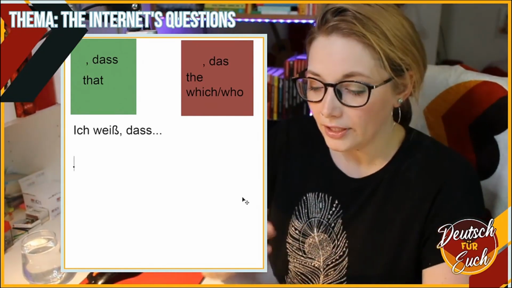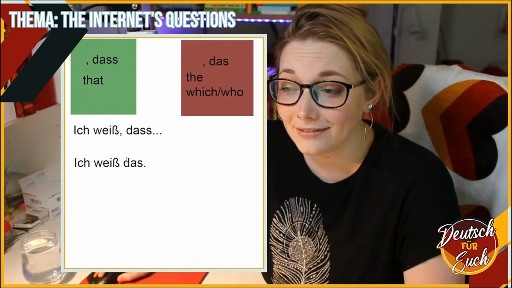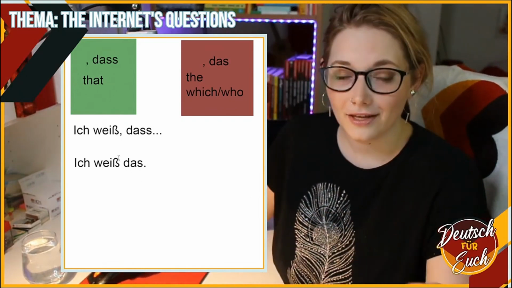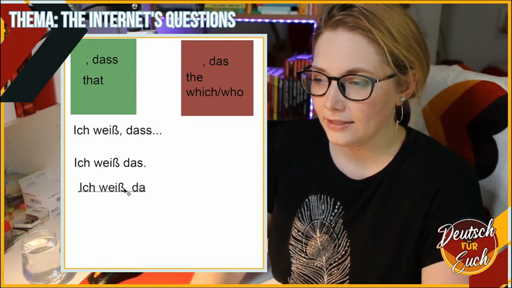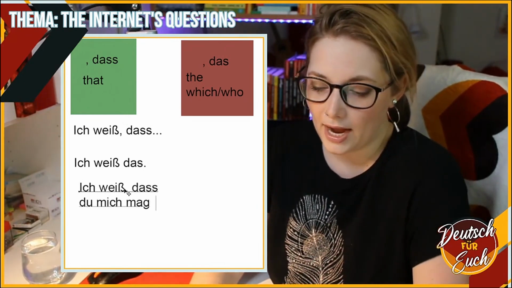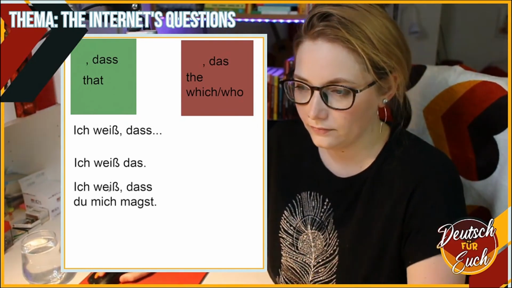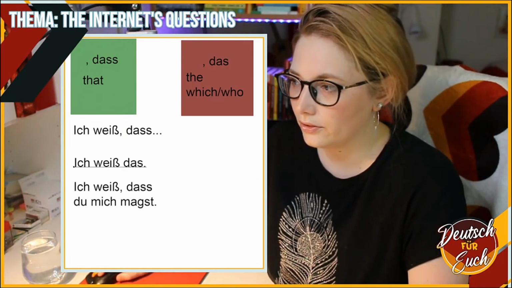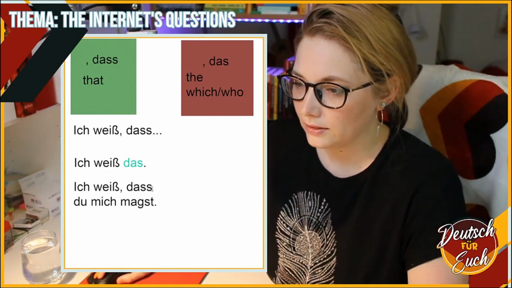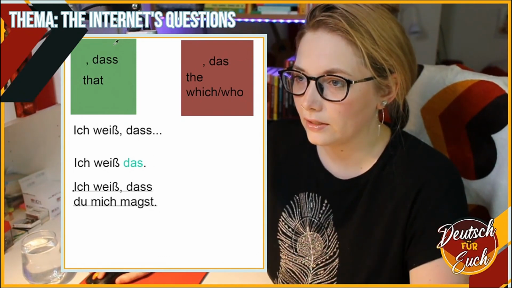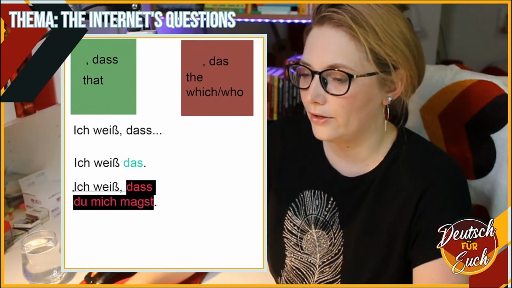So I could either say, ich weiß das, I know that, in which case das, with one S, is the object. It's the thing that I know. If I then say, ich weiß, dass du mich magst, I know that you like me, then, again, let's color code this, this gets specified into meaning this, right? So this whole sentence is the thing that I know.